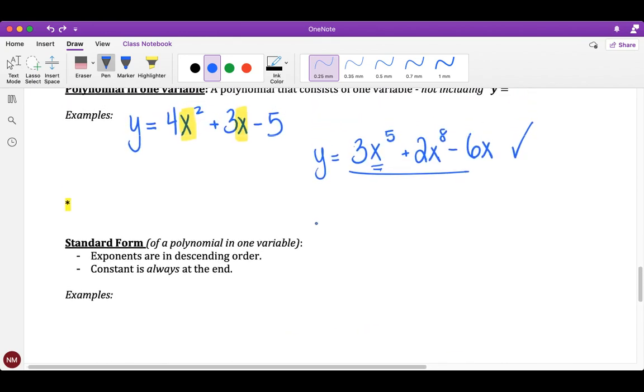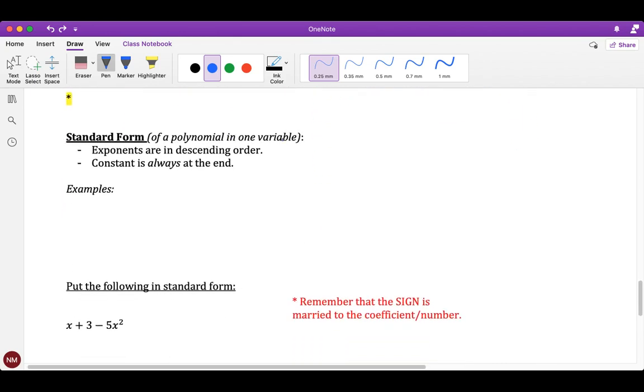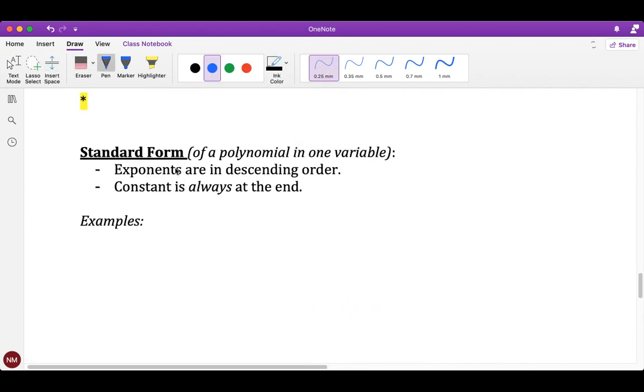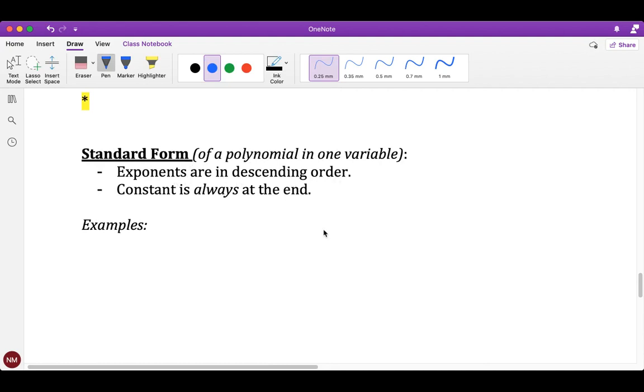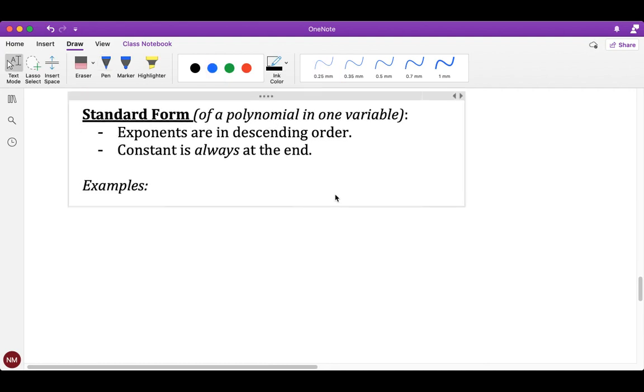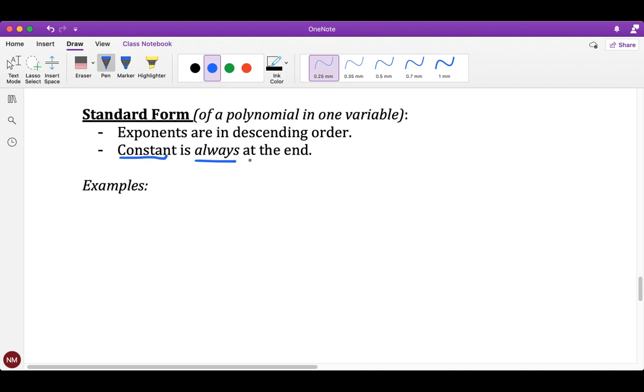Also, what is standard form of a polynomial in one variable? What that looks like is exponents are in descending order. What does that mean? It goes from largest exponent to smallest exponent. And the constant always goes at the end. It is always last. So what is an example of this? x to the 3rd plus 4x squared minus 2x plus 5.